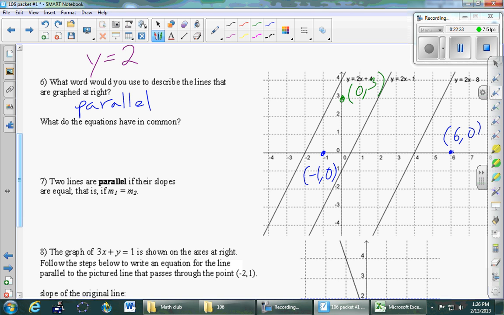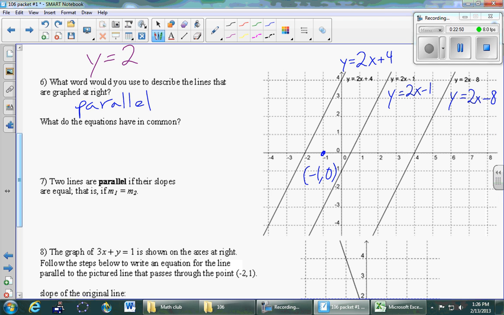Now, it might be a little bit hard to see the equations on your paper. I tried to make the font bigger, but I wasn't able to. I'll write it a little bit bigger up here. This is y equals 2x plus 4, y equals 2x minus 1, and y equals 2x minus 8. Just looking at the equations, what pattern do you see? The 2x. And if I had to think about the 2 versus the minus 8, what is the 2 called in terms of the line? It's the slope, right?